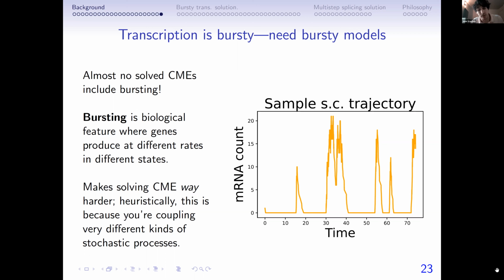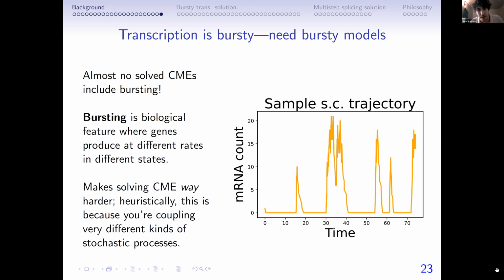And so if you look at the number of mRNA over time in a single cell, it's maybe some picture like on the right, where there's like no mRNA, and then the gene turns on and it jumps up, and then the gene turns off and it goes down, and then the gene turns on and it jumps up again, and then it goes down, and so on.